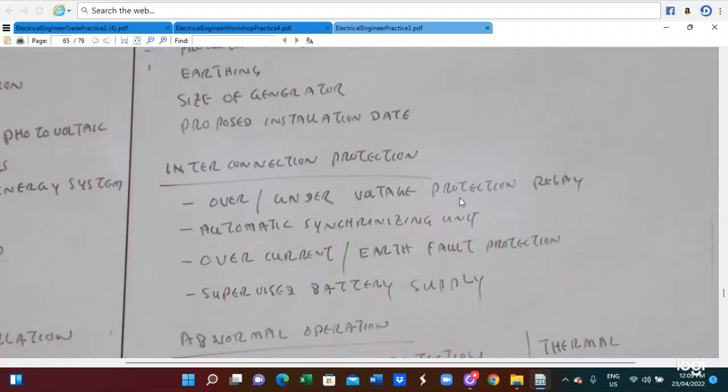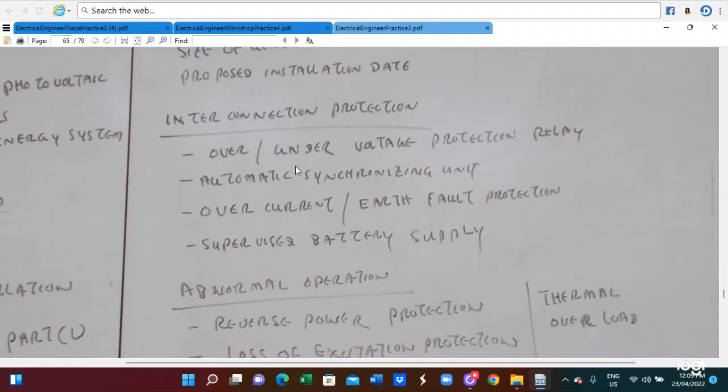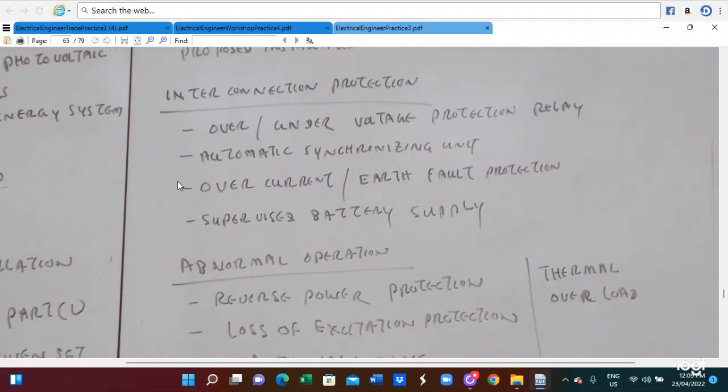So the interconnection protection must be included, with an abnormal protection relay. An automatic synchronization unit must be included. Overcurrent output protection must be included, and a supervised battery supply must be included.